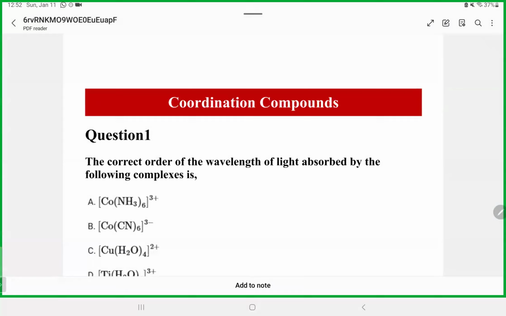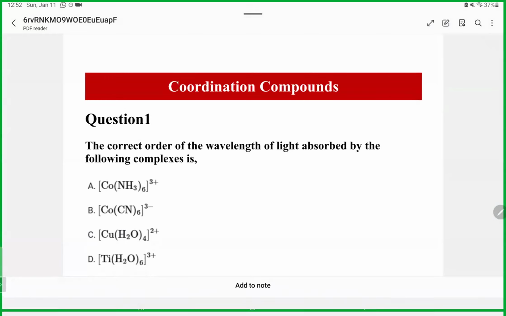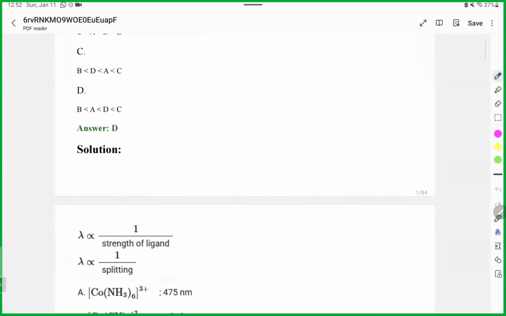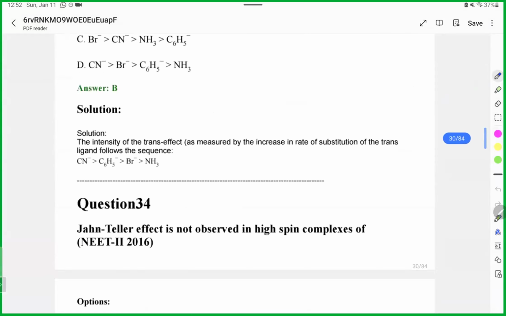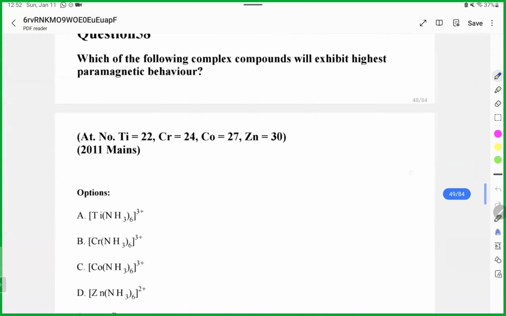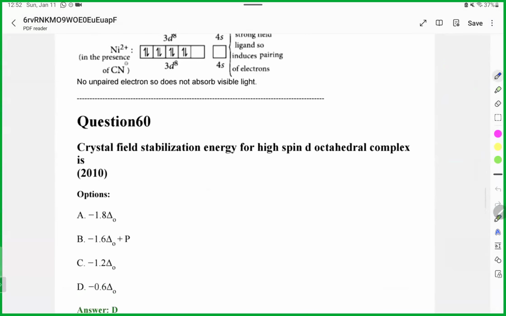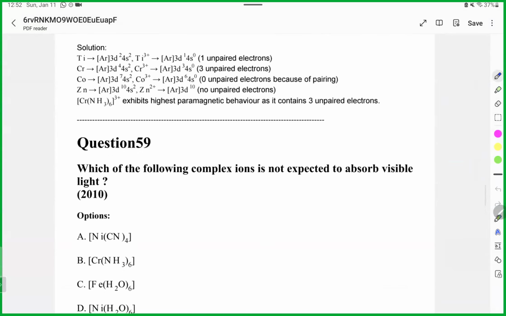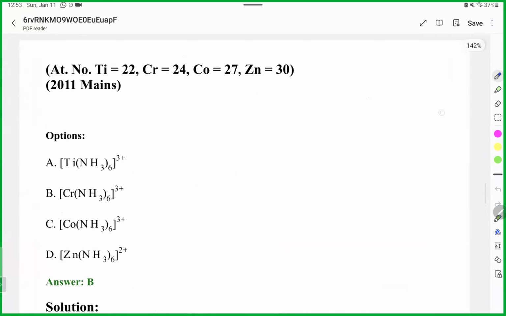This was the question about the wavelength of the light. It was based on the energy. What was the question number? 64 something, no? So I think it was 63. So in this 63, right, what happened? So you stop sharing the screen.